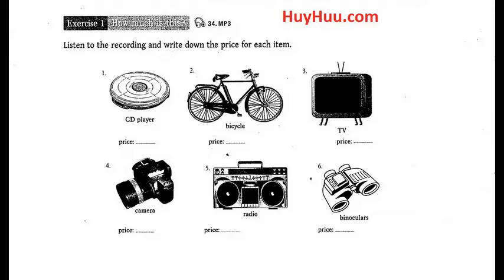4. How much is the camera? It's £199. 5. How much does this radio cost? It's only £49. 6. How much do the binoculars cost? £69.